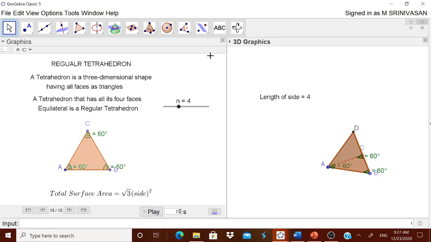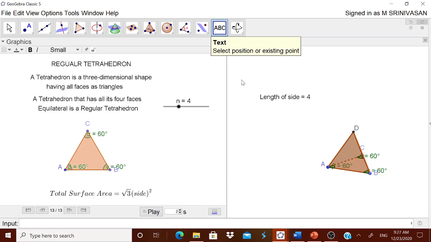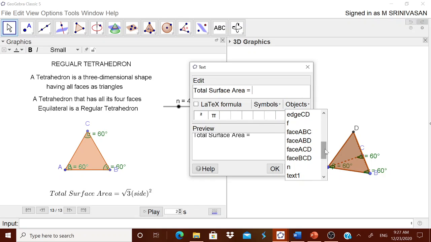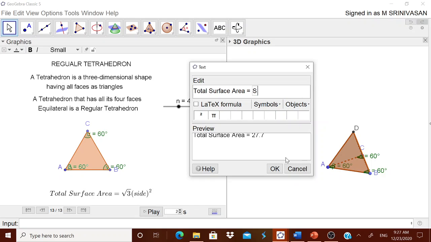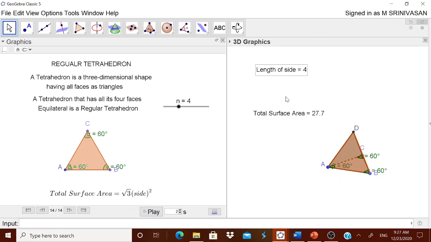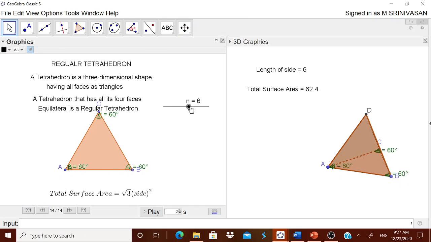Okay, now go back to here and then in that go to ABC text. Total surface area is equal to capital S. Just now I have made. Therefore, from here I will select capital S and keep it. Okay. Length of the side, I got it. Always press escape to come out. Total surface area, I got it. When I move this, total surface area also changes.